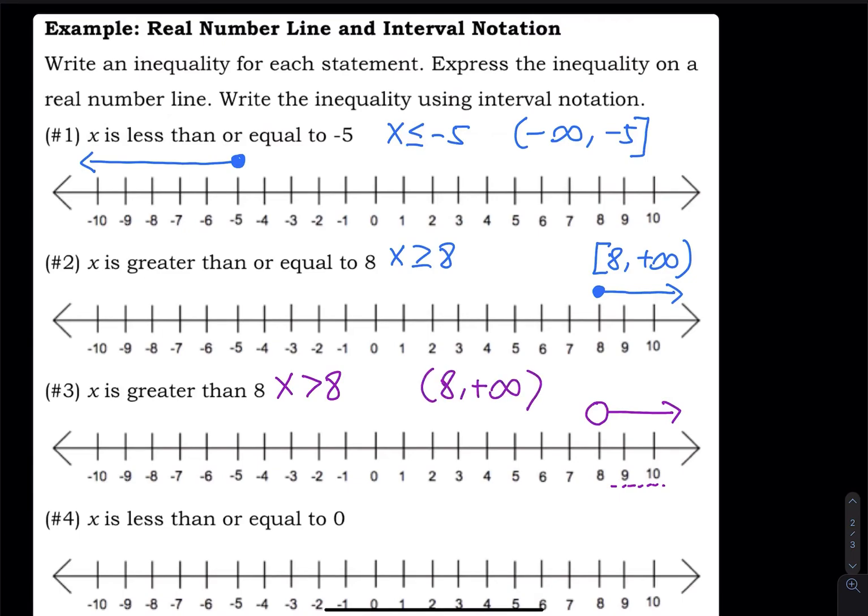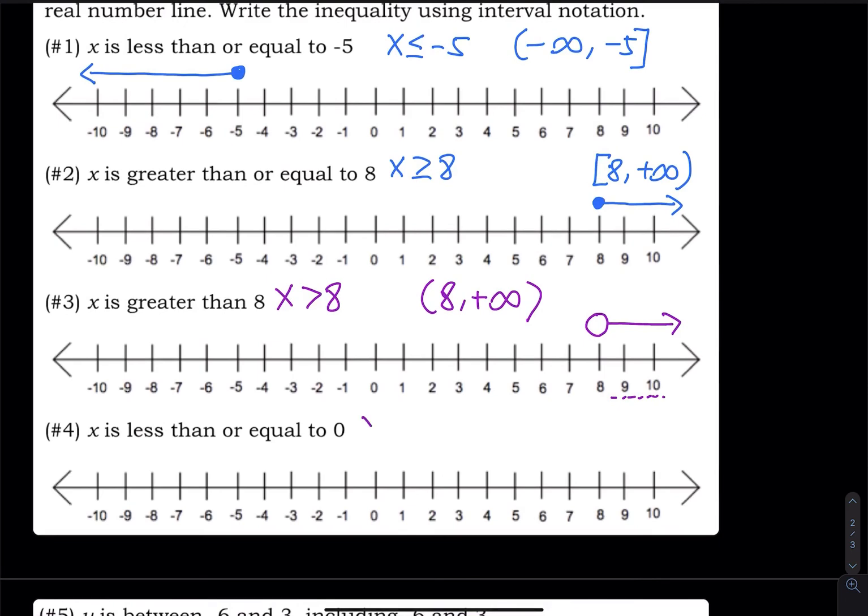And then x less than or equal to 0. So that will be this 0, including 0. And then every number on the left-hand side of the number line is less than 0, right? They are all less than 0. So this one is from negative infinity to 0.